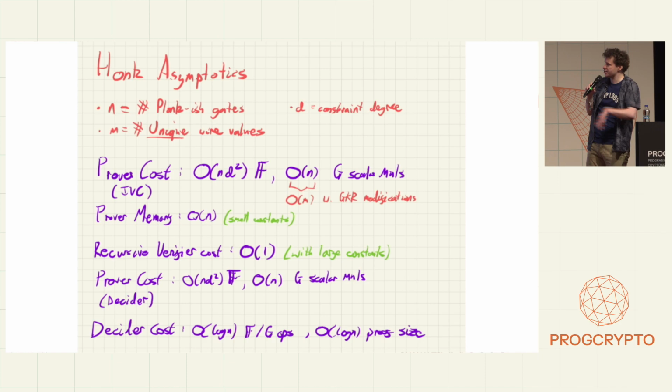And the memory consumption is linear in the number of constraints and with relatively small constants. The cost of the recursive verifier is fixed, basically. It's just a single straight fixed cost, and the constants, whilst they're large, are a lot smaller than they used to be in the past.